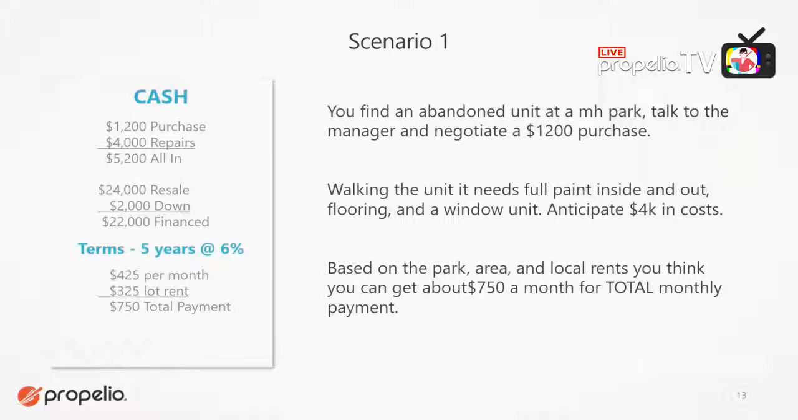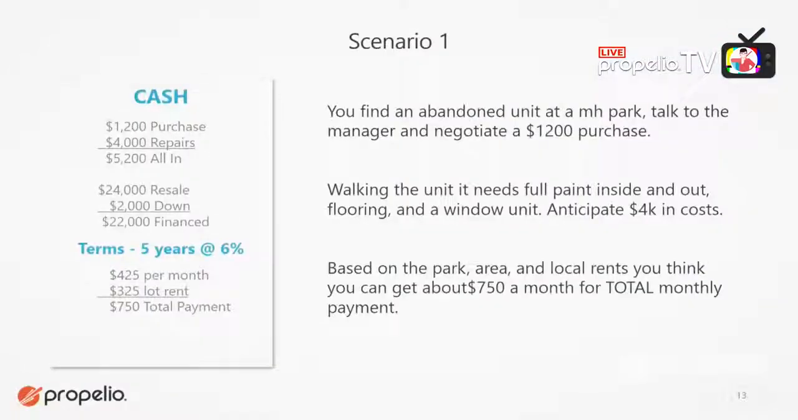$425 a month times 12 months. What's that end up being? I'm going to let y'all do that real quick. I'm going to do that over here on my calculator as well. 425 times 12. It's $5,100 received this year alone from that mobile home. Okay? Well, how much was I into this unit for? I bought it for $5,200 all in. $1,200 in cash, $4,000 in repairs, $5,200 all in.